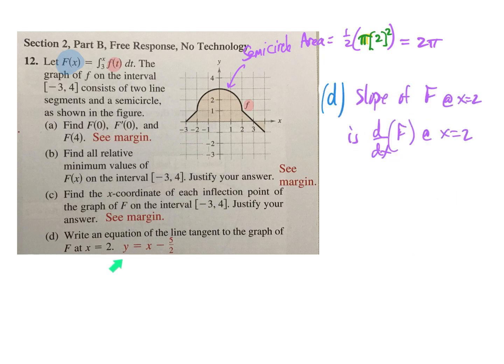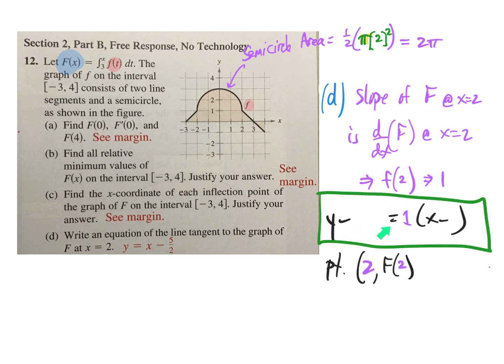All right, part D for the equation, let's find the slope when x is 2. The slope of big F. So the slope of big F is the derivative of big F when x is 2. And we know that the derivative of big F is little f of x. And we can see that the output when x is 2 is an f of 2 value of 1.